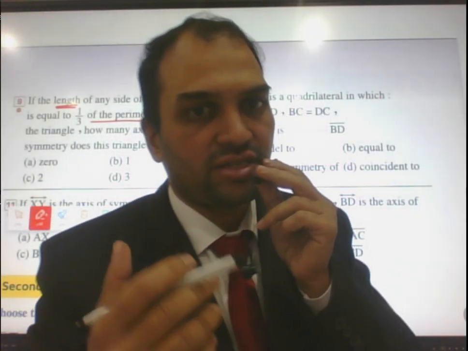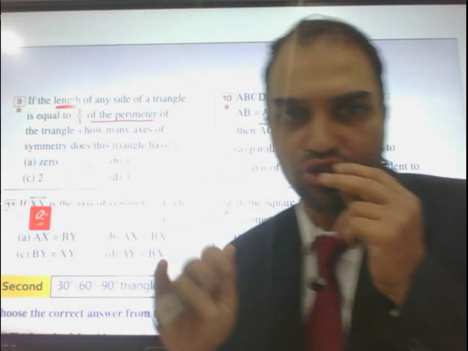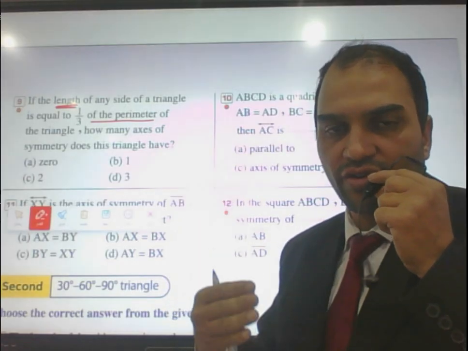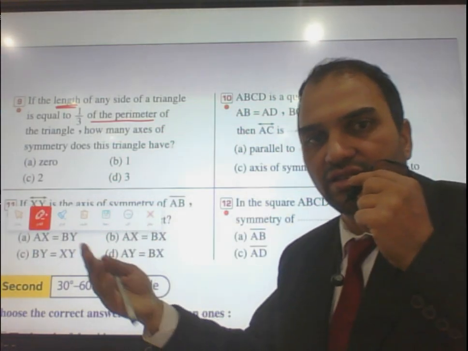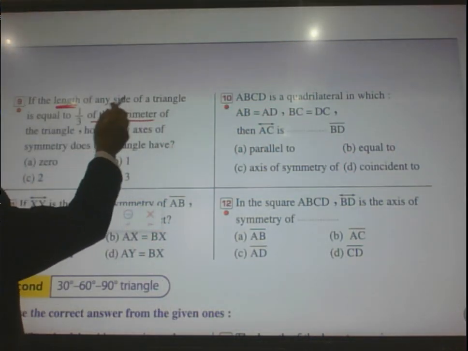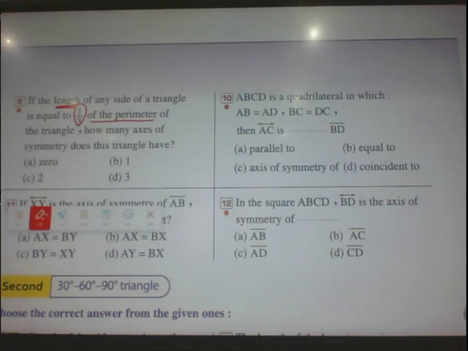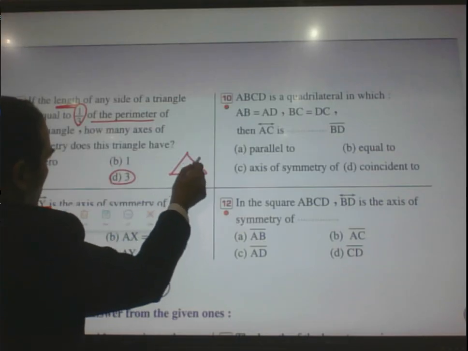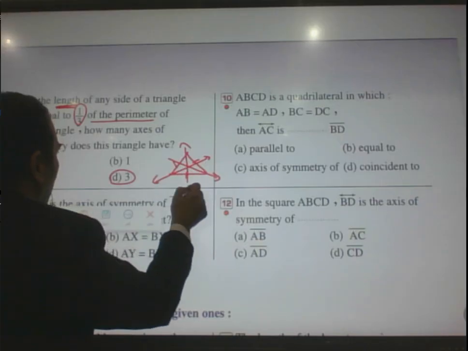We have three sides equal in length. The ratio between any side and the perimeter is 1 to 3, so the ratio will be 1 over 3. If the perimeter is 18, divided by 3 equals 6, and 6 and 6. He gives me that the length of any side of the triangle equals a third of the perimeter. How many axes of symmetry does this triangle have? We have three axes of symmetry. We call this triangle an equilateral triangle. An equilateral triangle has three axes of symmetry.